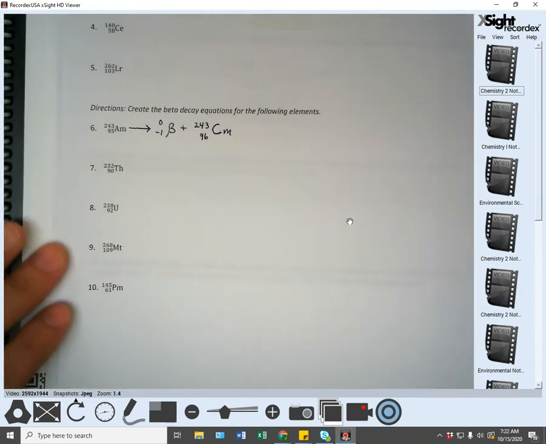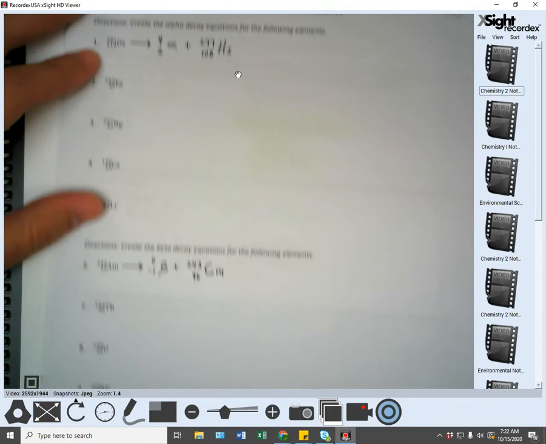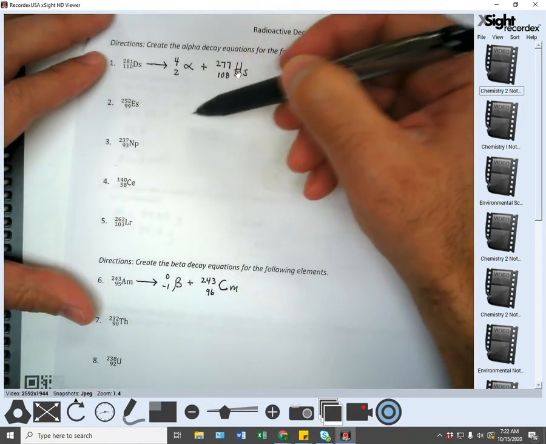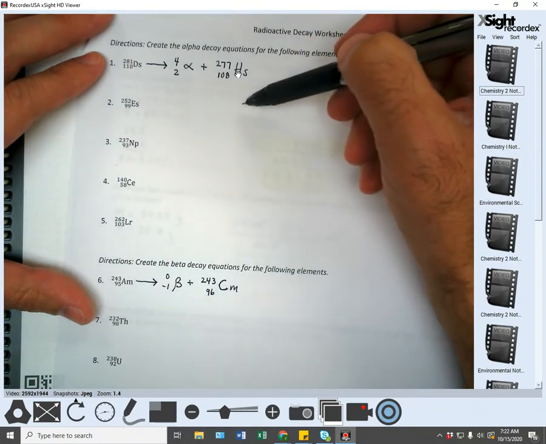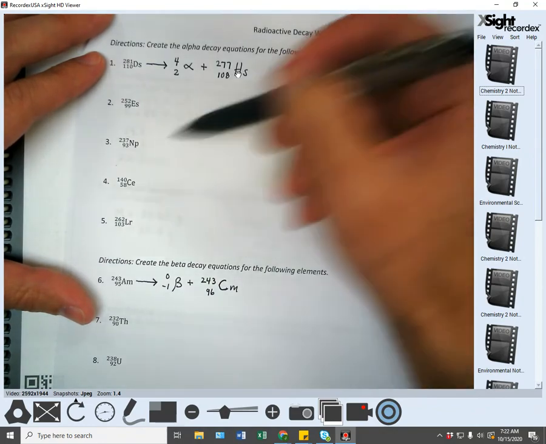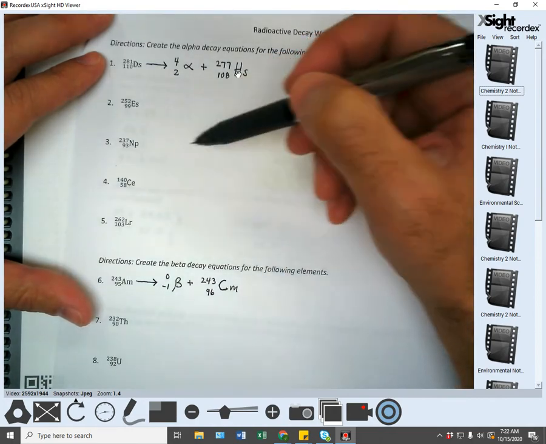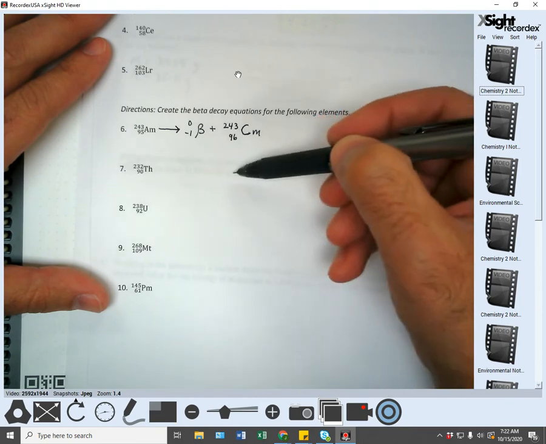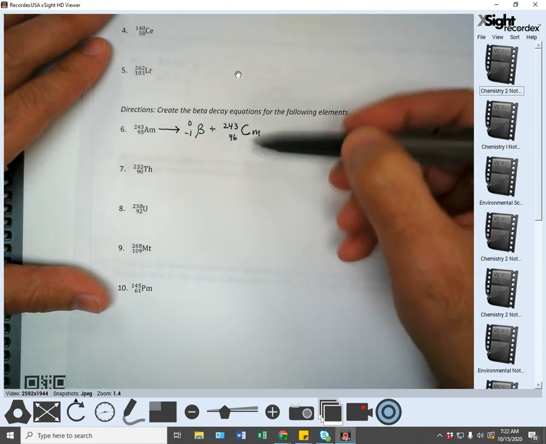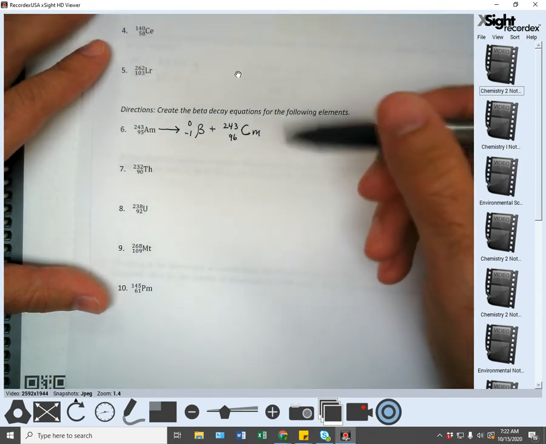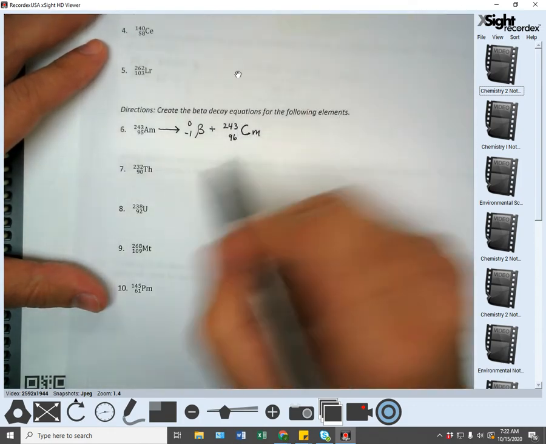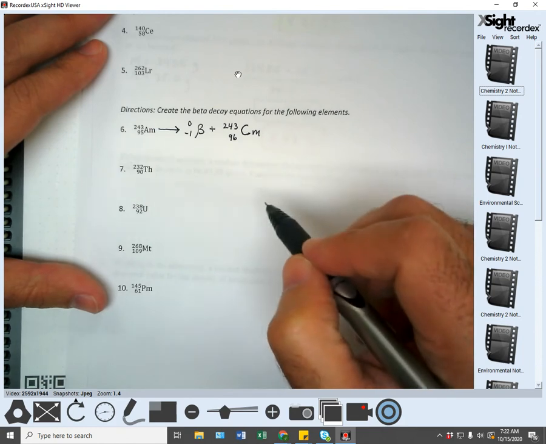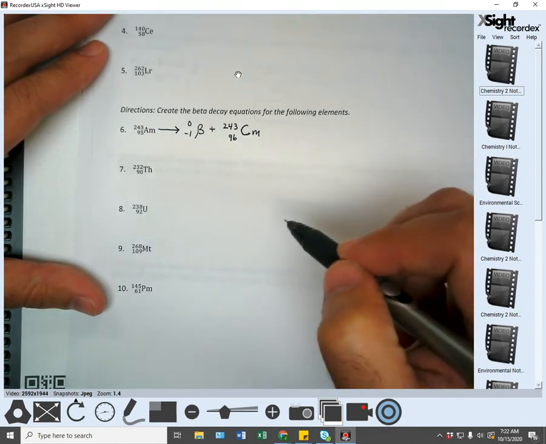So, yes, all of the alpha decays are going to start out the same. It's going to be the arrow, 4 over 2 alpha, plus, and then you figure out that second thing that's left behind. So all these are arrow 4 over 2 alpha. Beta, same thing. These are all arrow 0 over -1 beta plus, and then this last part is what changes. Now, do you need to write out the whole equation? Yes, because you're writing out the equation, not just finding the residual nucleus. So yes, you need to write it all out.